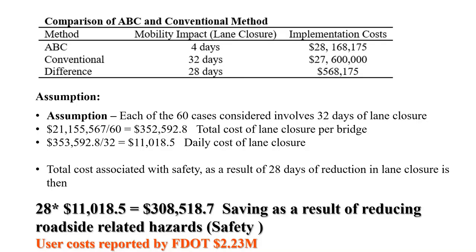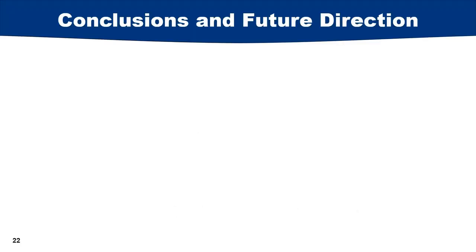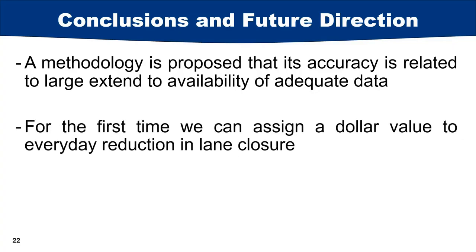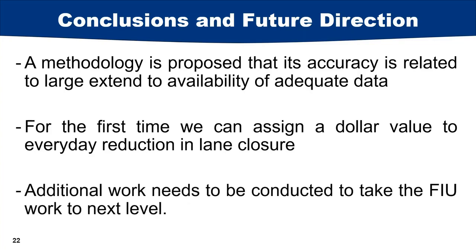Okay. Now I'll make just a very brief conclusion. A general methodology is proposed whose accuracy is related to a large extent to the availability of the data. The crash data is critical to this methodology, but the methodology is there. You just have to populate it with the data. And for the first time, we can claim that we can assign a dollar value to every day reduction in the lane closure, which is really associated with the safety aspect of the ABC. And like I said, additional work needs to be done to take the FIU work to the next level. So with that, I will stop, and I'll do my best to answer any question that's possible.